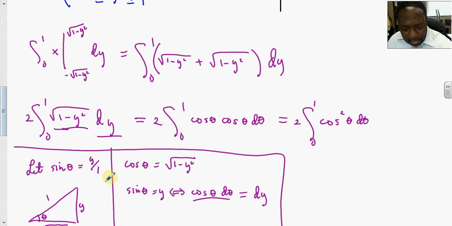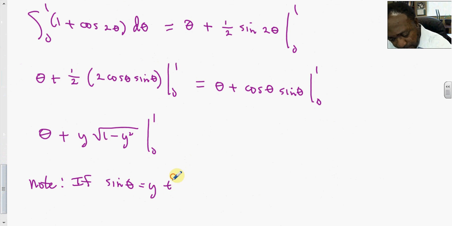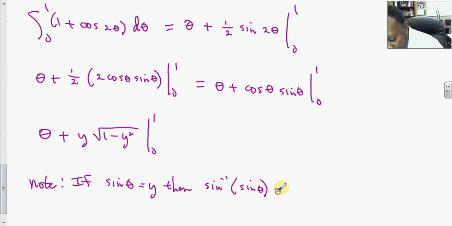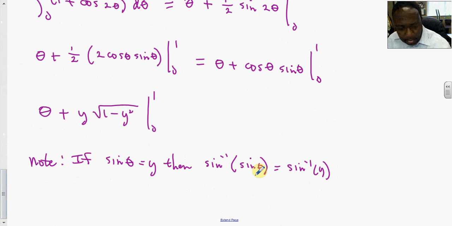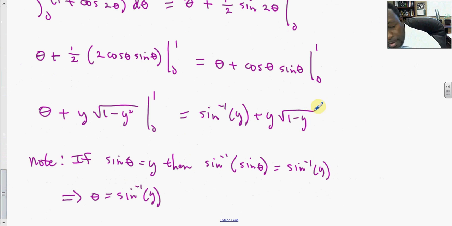Now, what's theta? Well, you go back to this let statement. That's most important. So if sine theta is equal to y, then we take the inverse of both sides. Then sine inverse of sine theta is equal to sine inverse of y. Well, sine inverse of sine theta is just theta, right? This implies that theta is equal to sine inverse of y. So this is sine inverse of y plus y times the square root of 1 minus y squared.